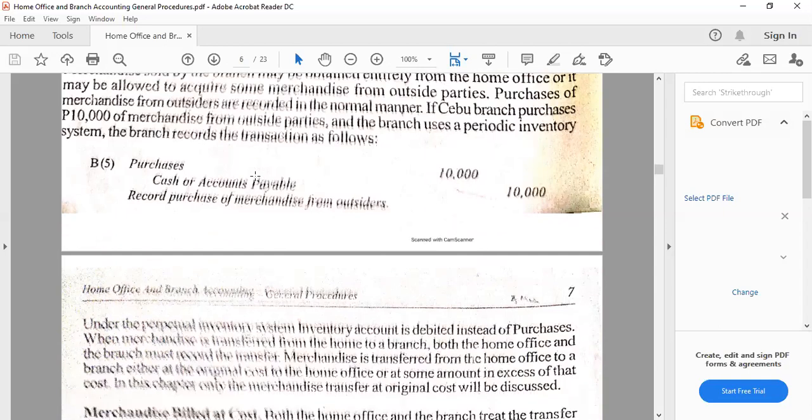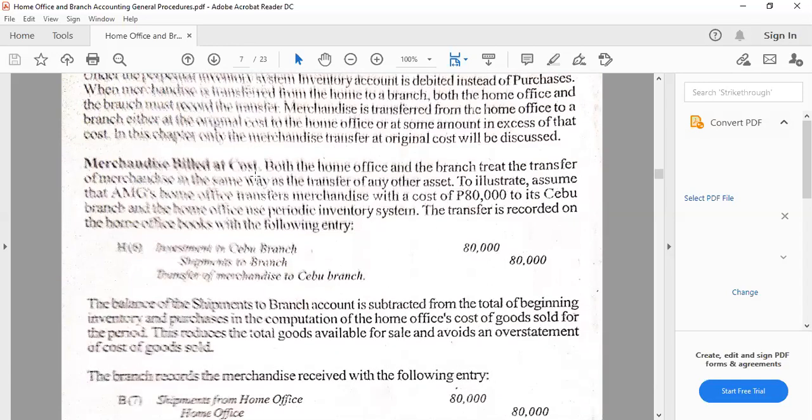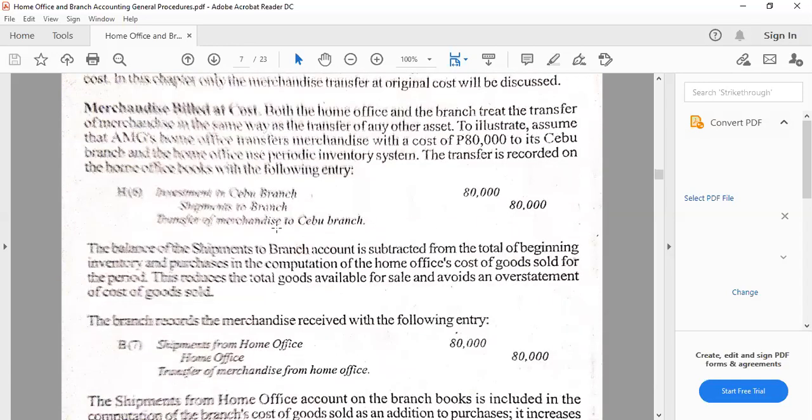And then, however, if, for example, it will be a different case like this one, that the home office transferred merchandise to the Cebu branch, so another entry could be made. We should be reminded that whenever transactions are made by the home office and the branch, vice versa with each other, that would result in intercompany or intracompany transactions and would always utilize the reciprocal accounts or intracompany accounts, investment in Cebu branch or branch current, and home office or home office current. You can also notice that we use the investment in Cebu branch and home office account. So we will leave it that way for us to be aligned with the discussions of the author.